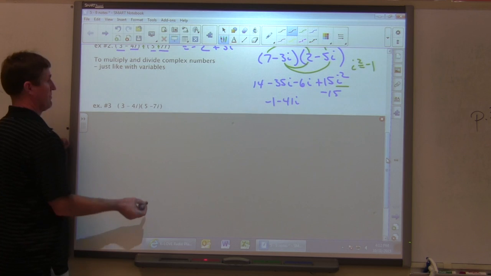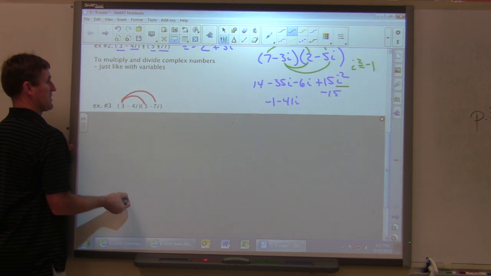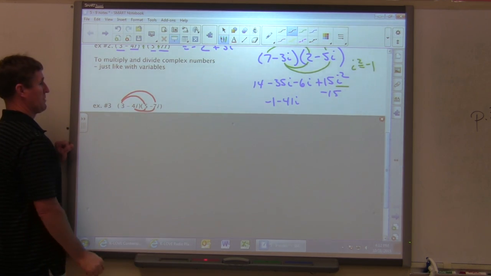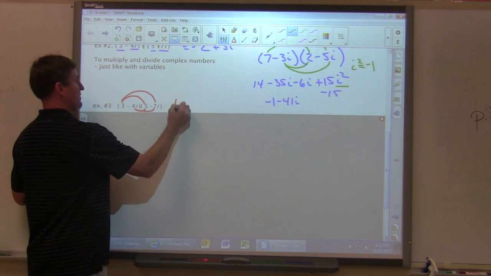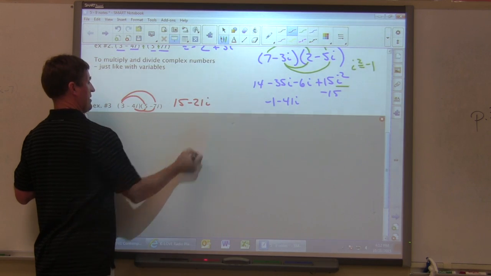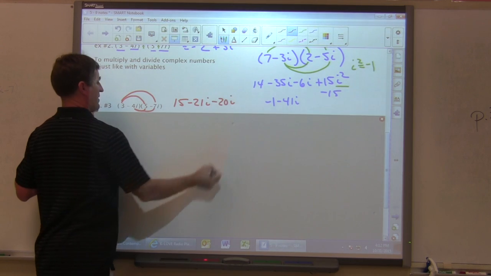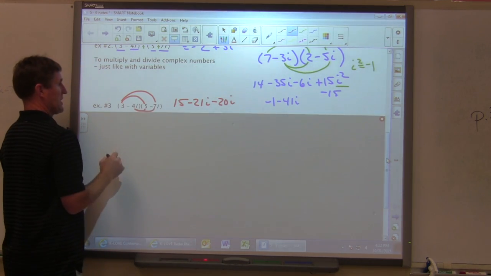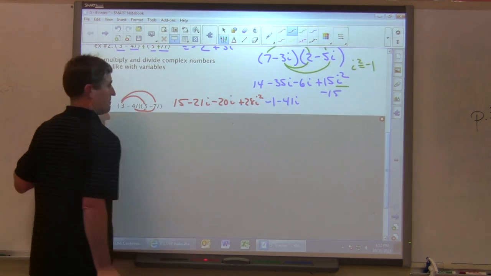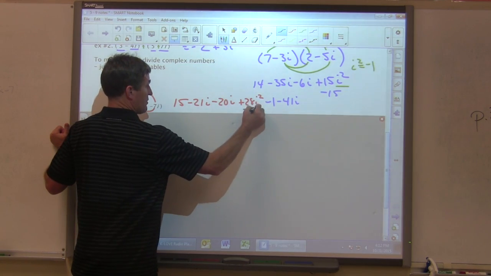So to do this, again, you should have taken 3 times 5 and 3 times negative 7i, negative 4i times 5, and negative 4i times negative 7i. So 3 times 5 is 15. 3 times negative 7i is a negative 21i. Negative 4i times 5 is a negative 20i. And negative 4i times the negative 7i is a positive 28i squared. Again, i squared is negative 1, so negative 28.